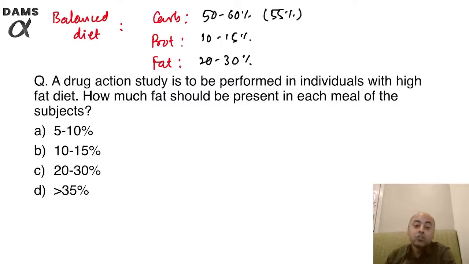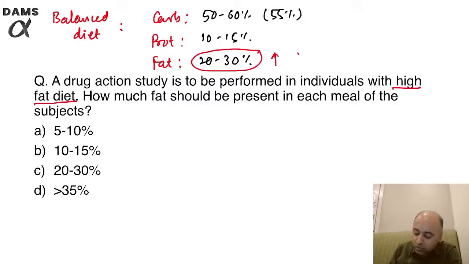All right, so if you want to talk about high fat diet, the value has to be higher than this. So as long as the value is not higher than 35%, you cannot call a diet a high fat diet. In this case, obviously the answer becomes more than 35%.